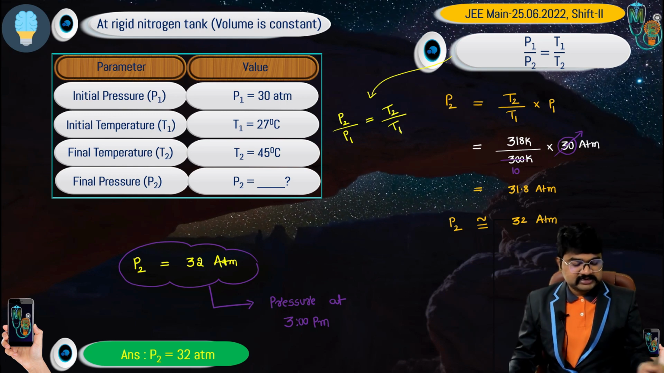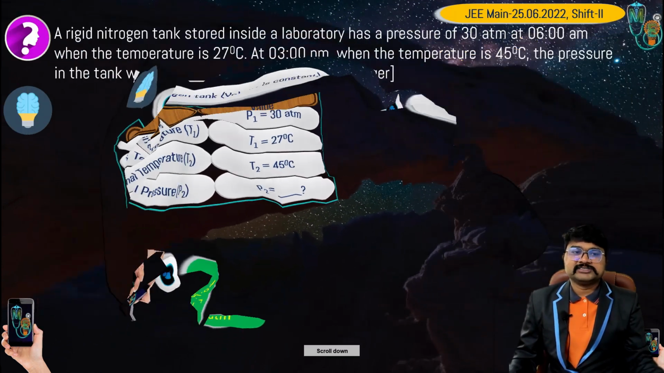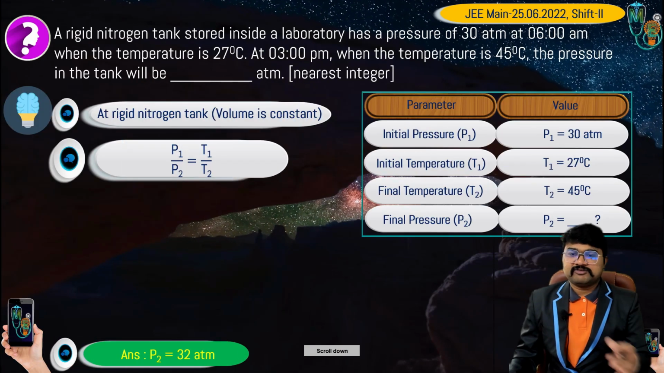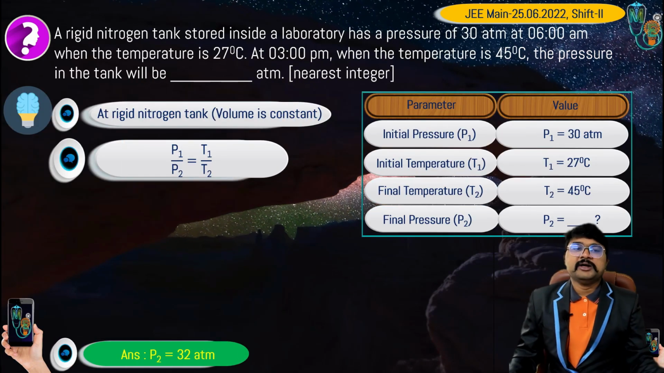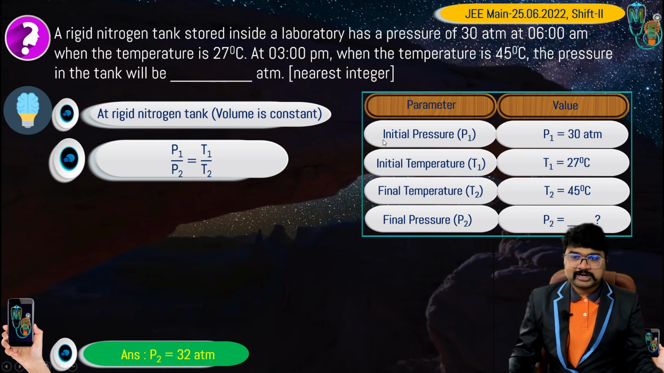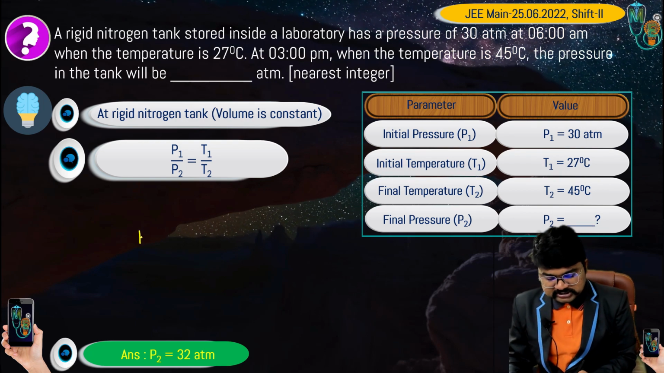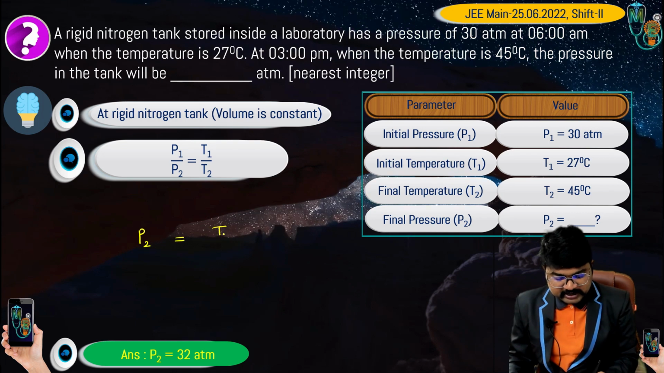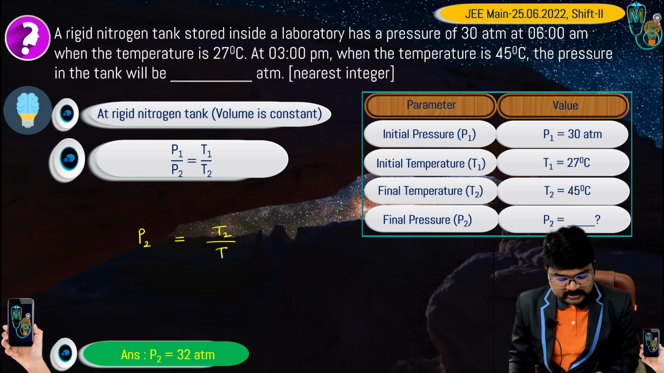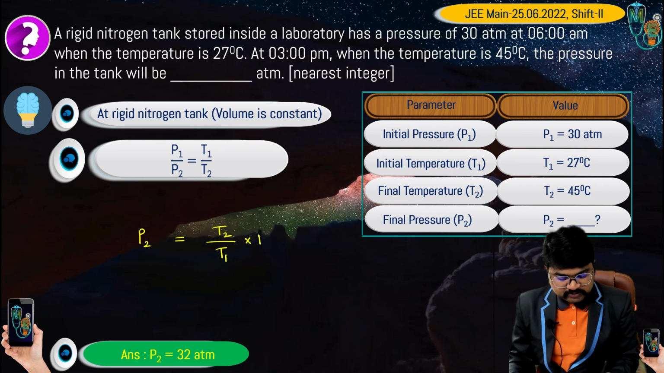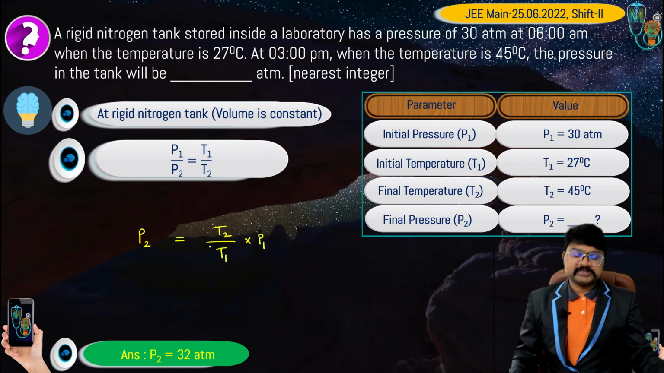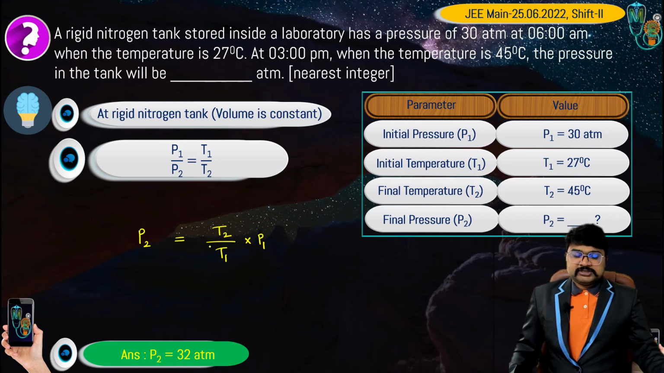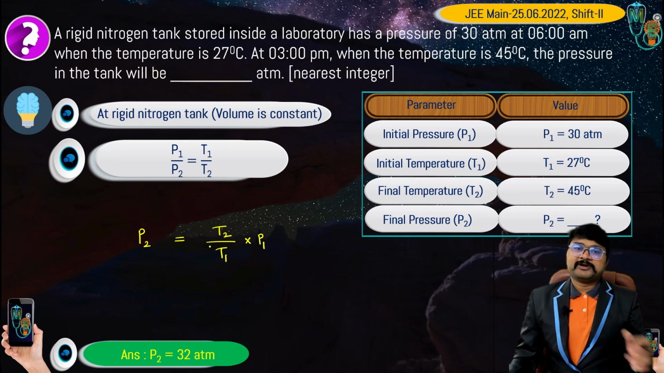Understood? So it is very simple to solve the problem. The final answer to this question is what? This is the given data and this is the formula used. The final answer is 32 atmospheric. So we used this expression P2 equal to T2 by T1 into P1. Both temperatures must be from the absolute thermodynamic scale. This is the way to solve this simple problem.